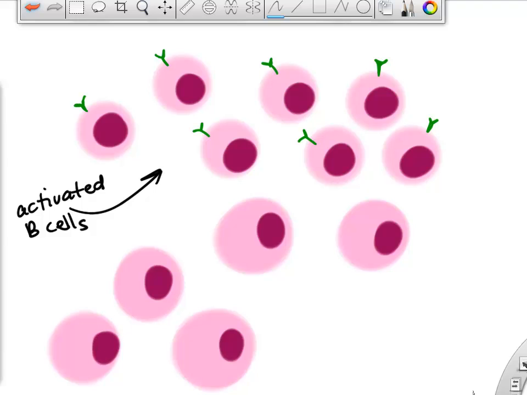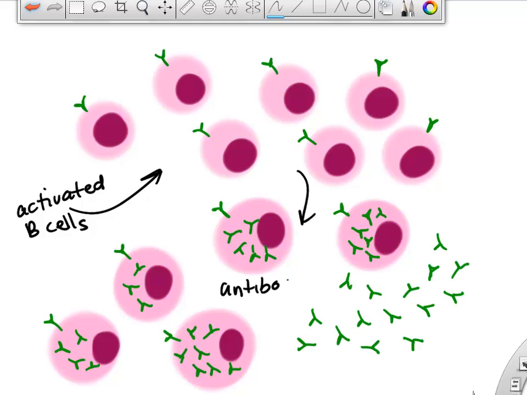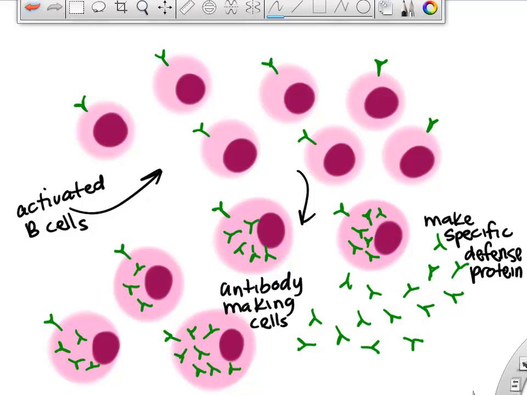When you activate B cells, their job is to make antibodies. Since we activated this one little specific B cell, it divided and created many copies of itself. Most of those cells then are going to become antibody-making factories, or antibody-making cells. And those antibodies then will be secreted out of those B cells. They'll circulate and defend you.